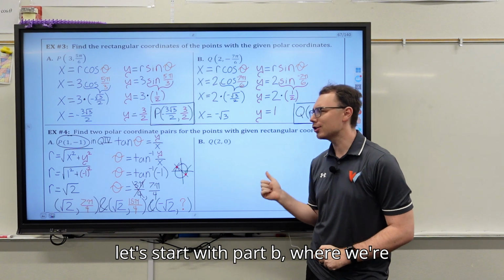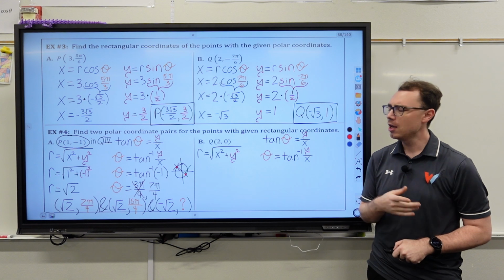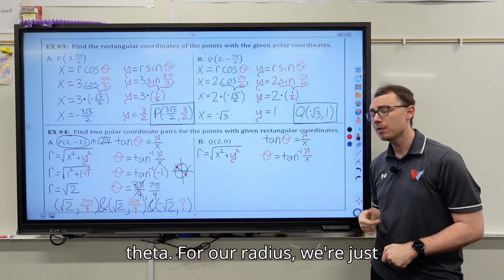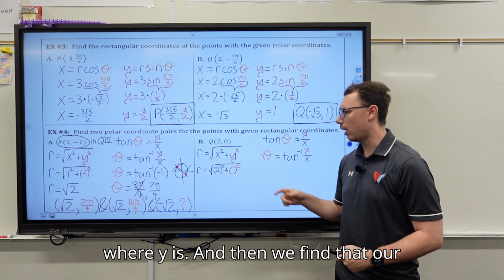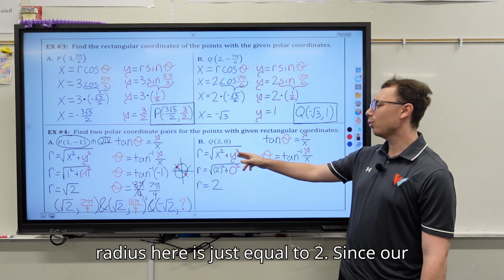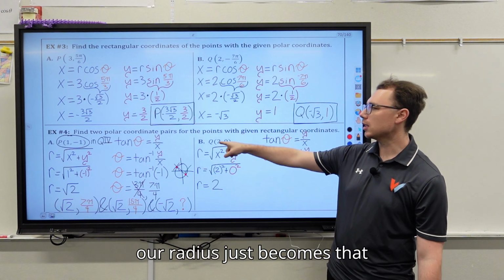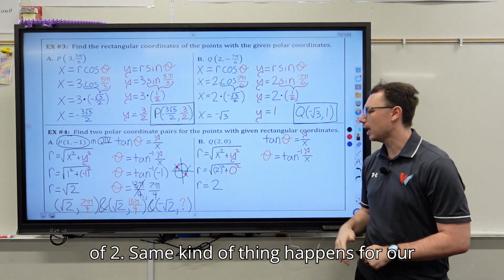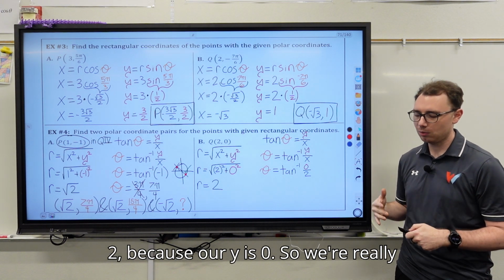Without further ado though, let's start with part B, where we're still given Q, which is (2, 0) now. We're still given all those three exact same equations to find our radius and our theta. For our radius, we're just plugging in 2, where x is, and 0, where y is. And then we find that our radius here is just equal to 2. Since our y value is 0, our radius just becomes that x coordinate. Really, it's just the length of 2. Same kind of thing happens for our tangent here, where we get 0 over 2, because our y is 0.